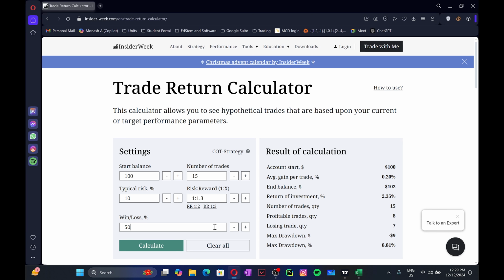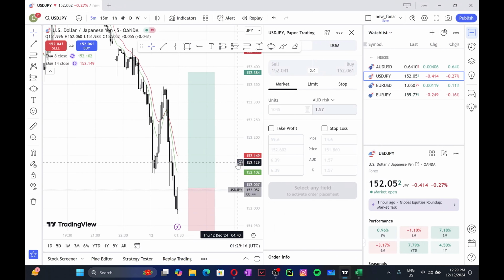Okay, and a win to loss. Let's say we win 50% of the trades. That would still make us $27 profit. So this is going to be my potential goal.